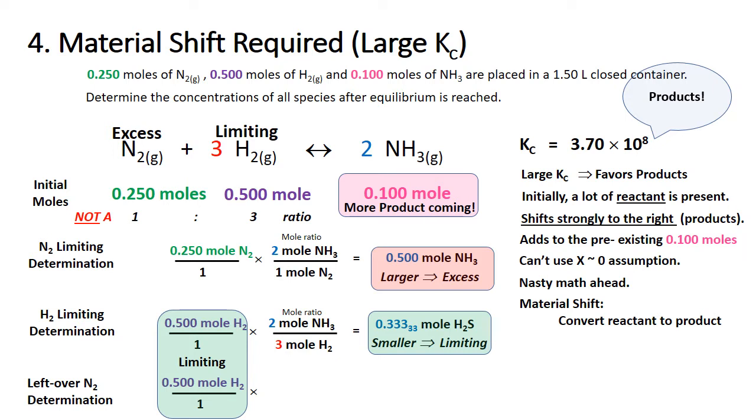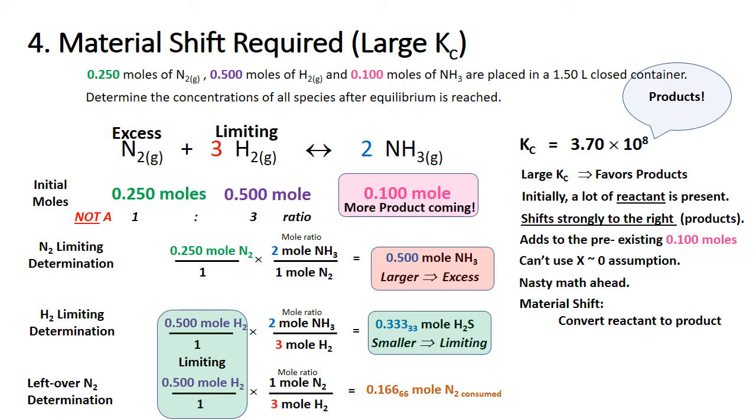And we'll need to multiply by the appropriate mole ratio that connects the hydrogen now with the nitrogen. And so this is a 1 to 3 mole ratio. And in doing the arithmetic, we're determining that 0.166 moles of nitrogen are actually going to be consumed as part of this material shift that we're going to perform.